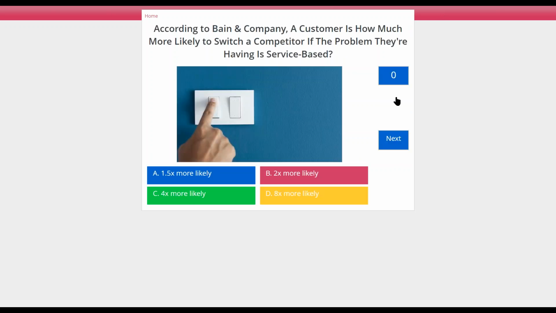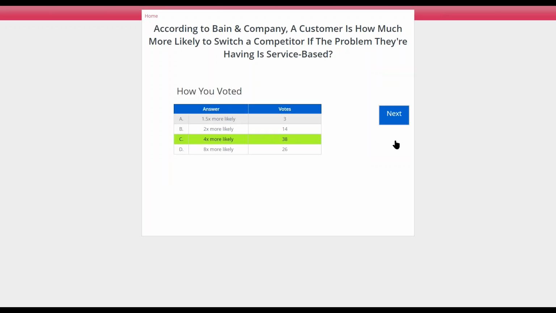And that is, according to Bain and Company, a customer is how much more likely to switch to a competitor if the problem they're having is service-based? Is it A, 1.5 times more likely, B, 2 times more likely, C, 4 times more likely, or D, 8 times more likely? So just like to vote on that. And let's have a look at the answers. And the answer, most people get this right, it is 4 times more likely.